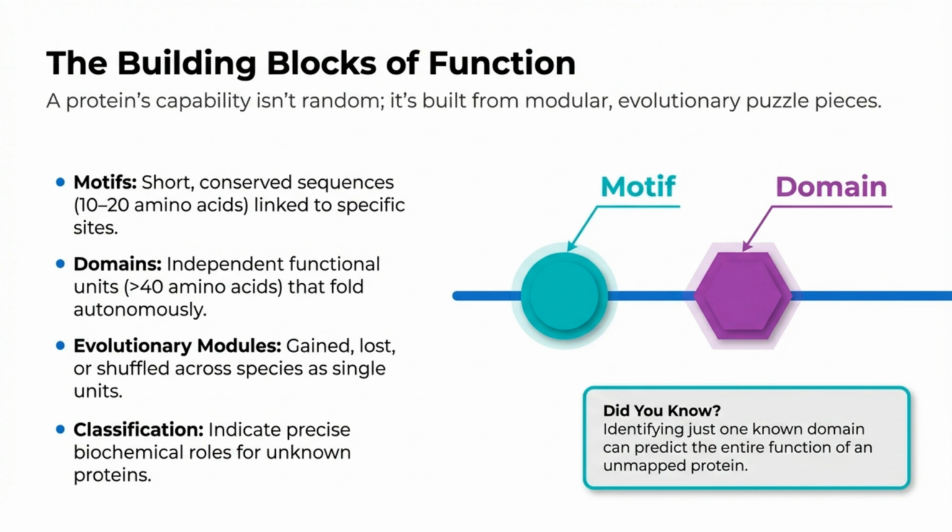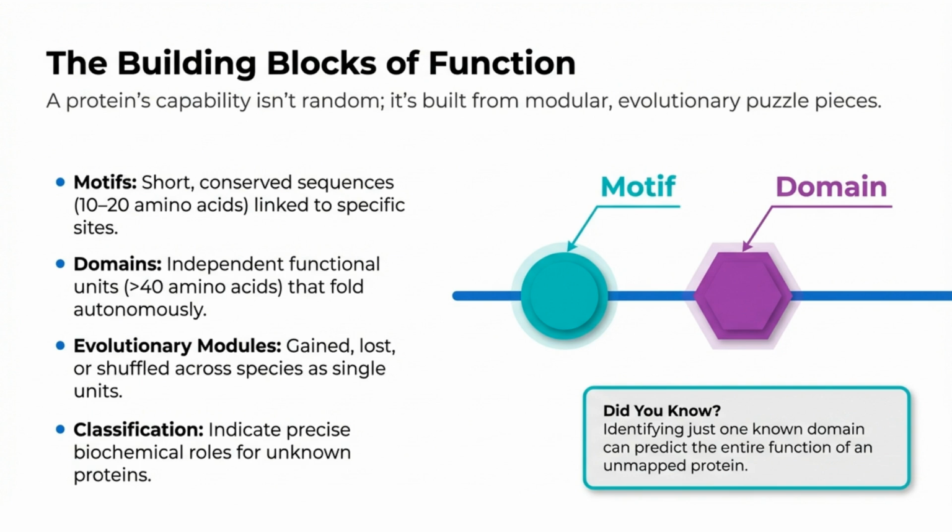Protein function is often built from smaller conserved units. Two of the most important are motifs and domains. A motif is a short conserved sequence pattern. It is usually associated with a specific biochemical role, such as binding a metal ion or recognizing DNA. A domain is larger and more structurally independent. Domains often fold into stable units and may carry a complete functional role on their own. You can think of motifs as small signatures, while domains are larger functional modules.